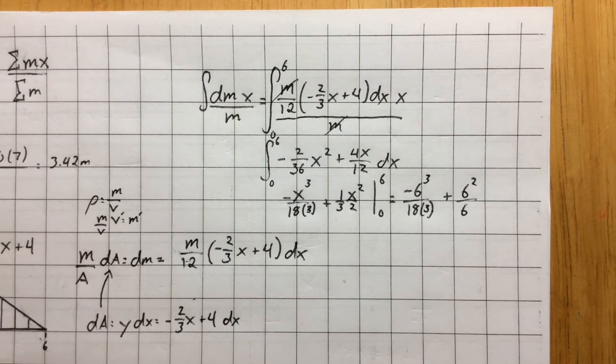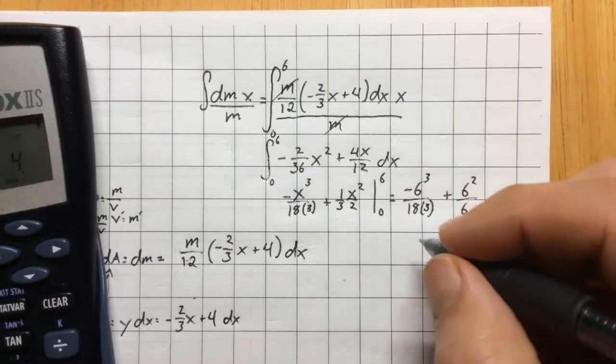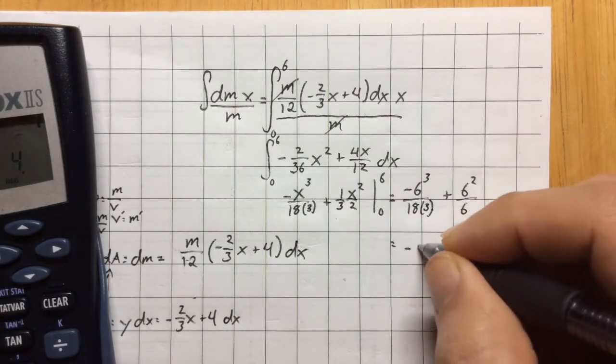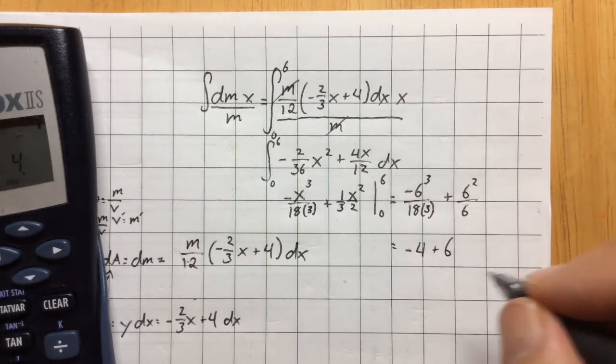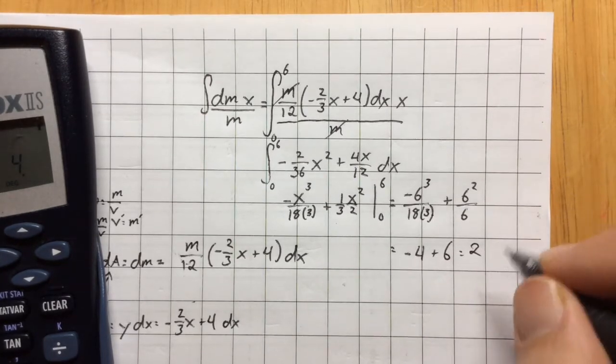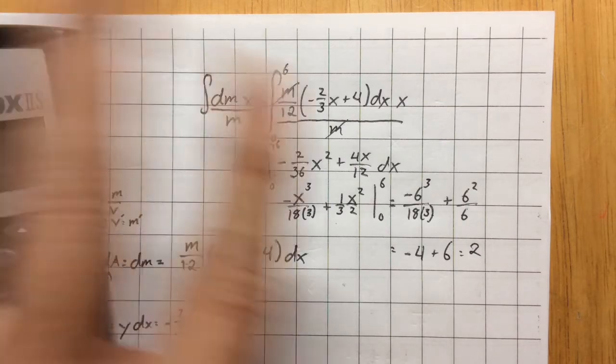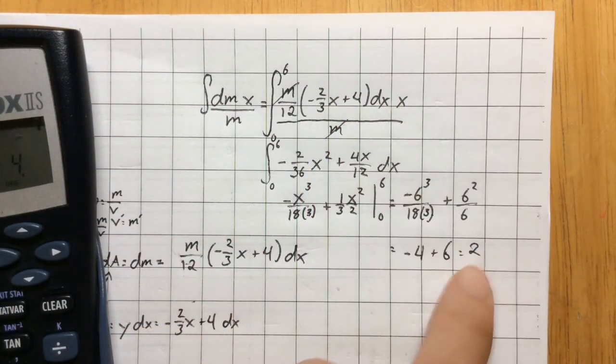Okay. And it's late, so let's go ahead and just use the calculator. Let's see. We got 6 to the cube is going to give us a whole lot. We're going to divide that by 3. We're going to divide that by 18, and that's conveniently 4. So we got negative 4 plus 6 squared over 6 is just 6. So we get an answer of 2. So what does that mean? All this gives us 2 right there.